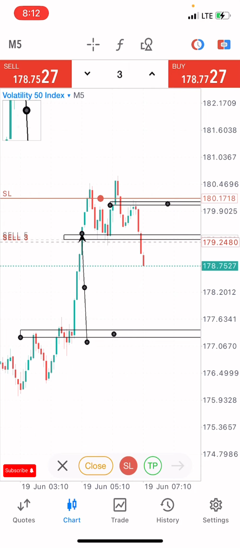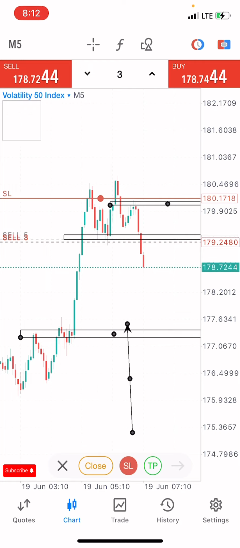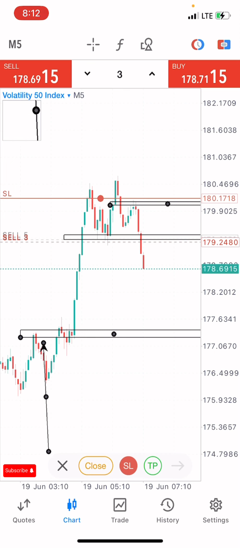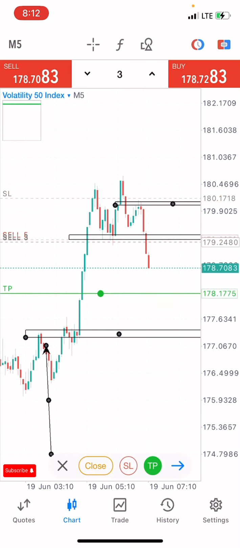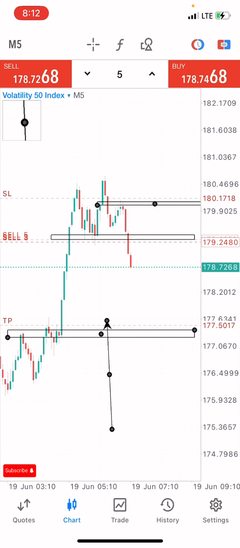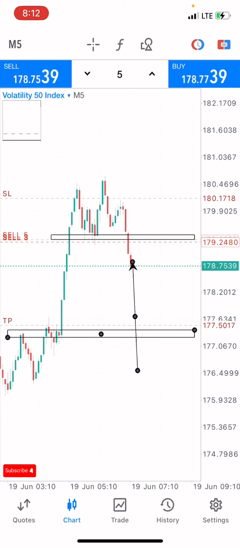So this space, we assume, is free space for the market to give us a move to the downside. So our take profit level will be at this zone, because we have seen how empty this point is. Placing our take profit level at this zone would make a lot of sense. Having our take profit at this nearest level of support, and our stop loss above the last high, would make more sense. See our entry level, our stop loss, and our take profit.